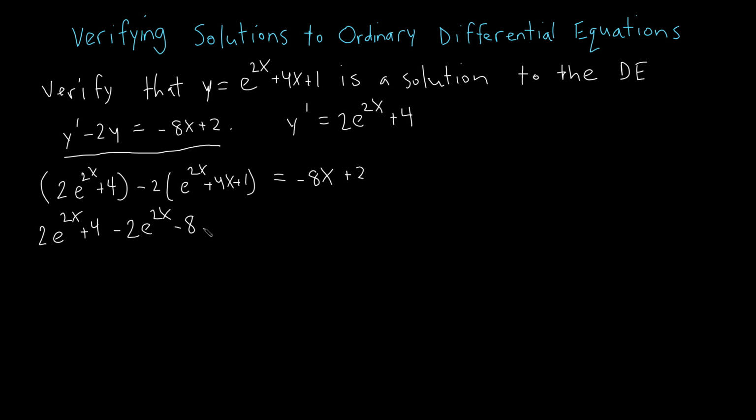We see we have a 2e to the 2x minus a 2e to the 2x, so that cancels. And then we have a 4 minus 2, so we do get negative 8x plus 2 equals negative 8x plus 2. So that's how we verify, that's how we prove that this equation is a solution to the differential equation.